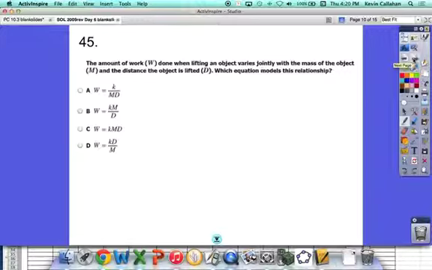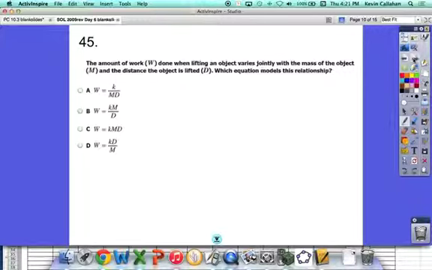Okay, this is a variations problem. The amount of work done when lifting an object varies jointly with the mass of the object, m, and the distance the object is lifted, d. Which equation models this relationship? Okay, so what does it mean to be a joint variation? And joint variation we know to be a direct variation with a product.